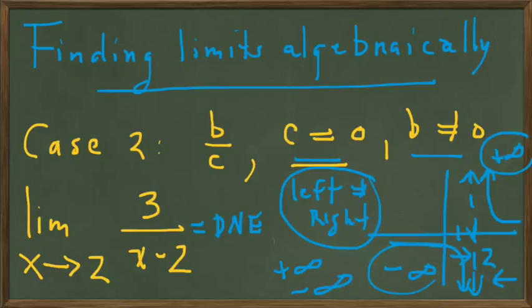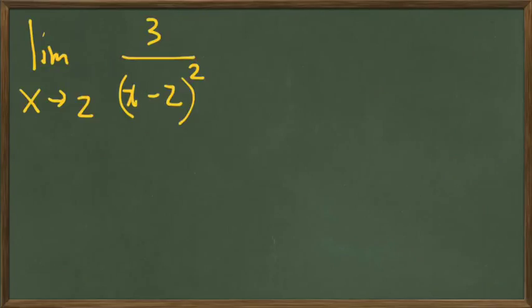Let's look at one more case of 0 denominator and non-zero numerator. Okay, so in this case, we're again approaching x equals 2. We get a 0 in the denominator, a non-zero in the numerator. Notice that we've got the denominator squared this time. So let's take a look at the graph and see how it differs from the first graph we had.